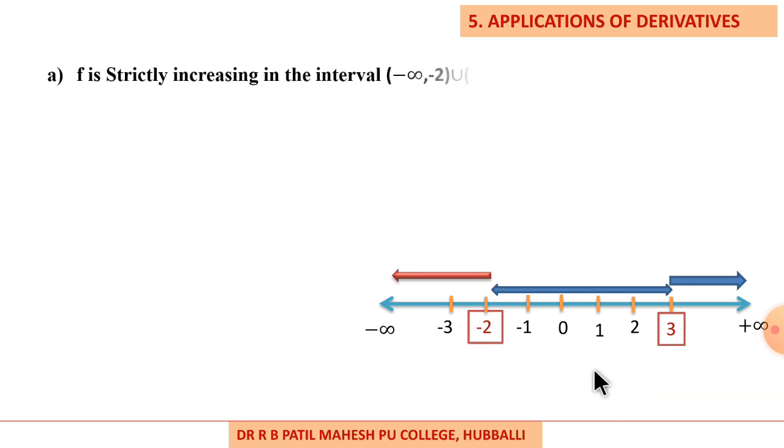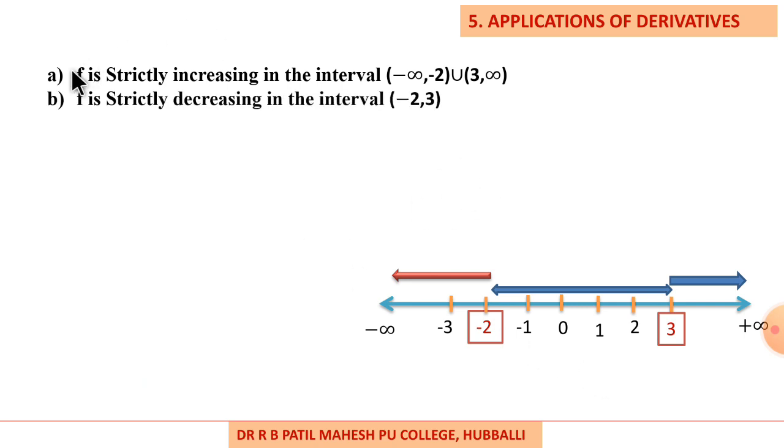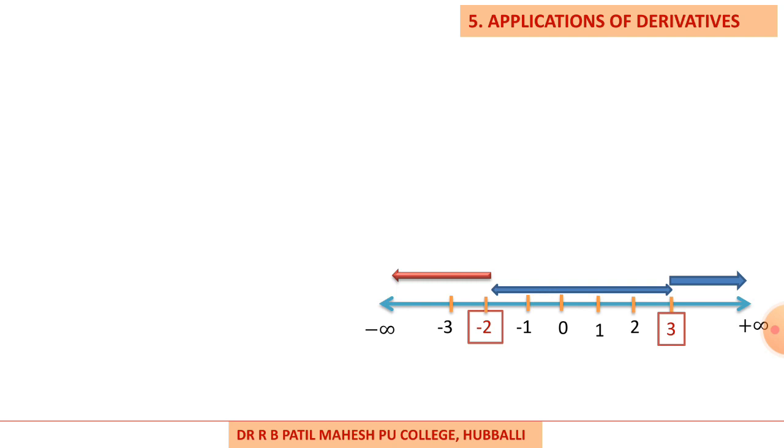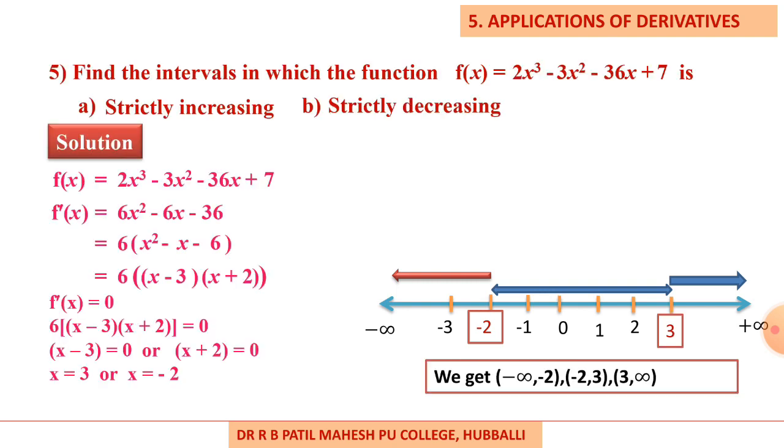Now next, the first statement is that f is strictly increasing in the interval minus infinity to minus 2 and 3 to plus infinity. So in these two intervals, the given function is strictly increasing. Now how to verify this? How to check this? So first, what is f dash of x here? This is f dash of x.